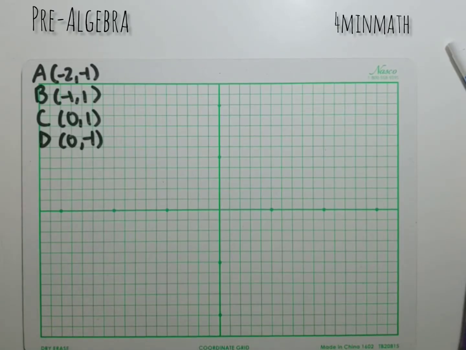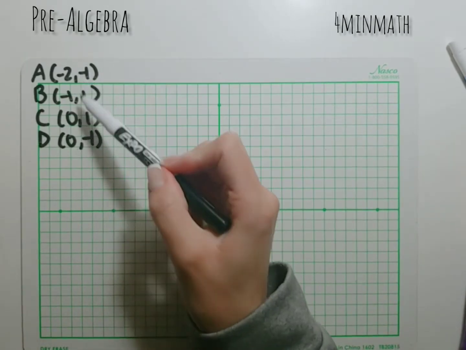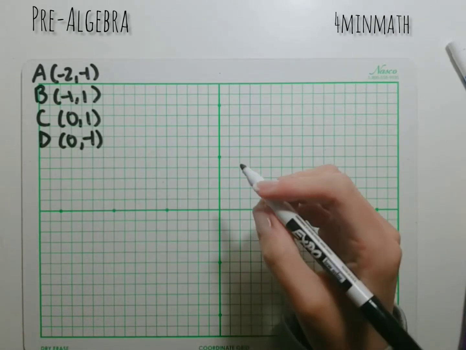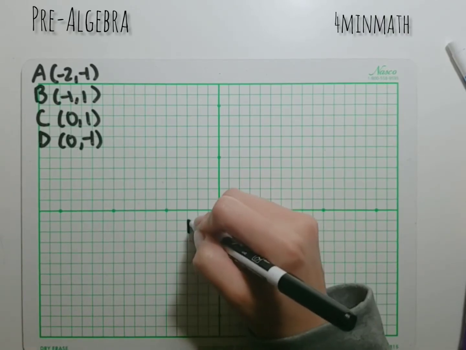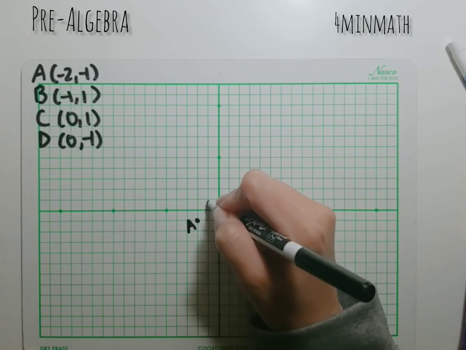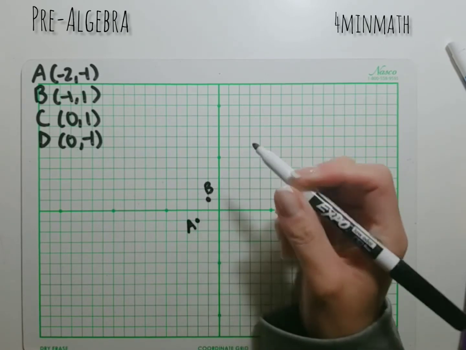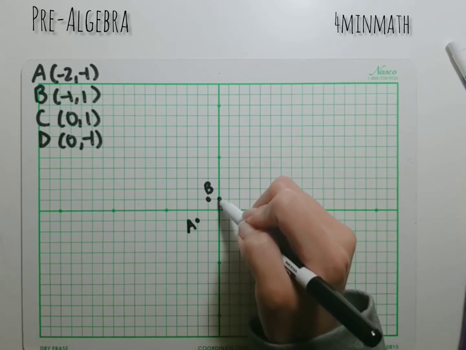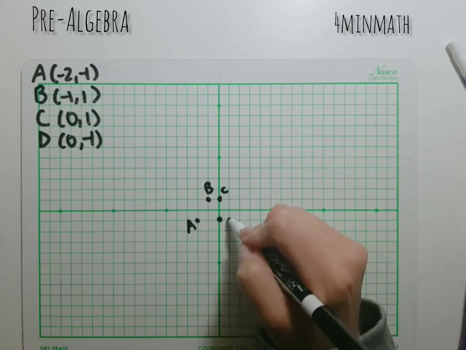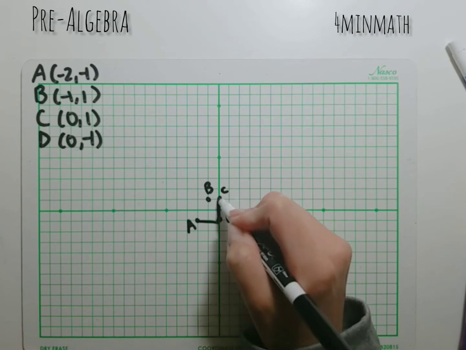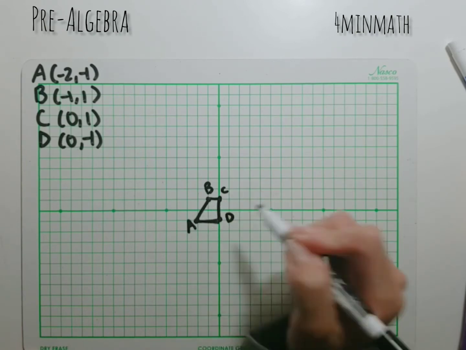So the very first step is to graph your original figure. So that's what I'm going to do. These are my coordinates for the original pre-image. So -2, -1, that's A. -1, 1, B. It's a trapezoid, so 0, 1, C. D is 0, -1. It's a small trapezoid. Connect all the points. So there you go.